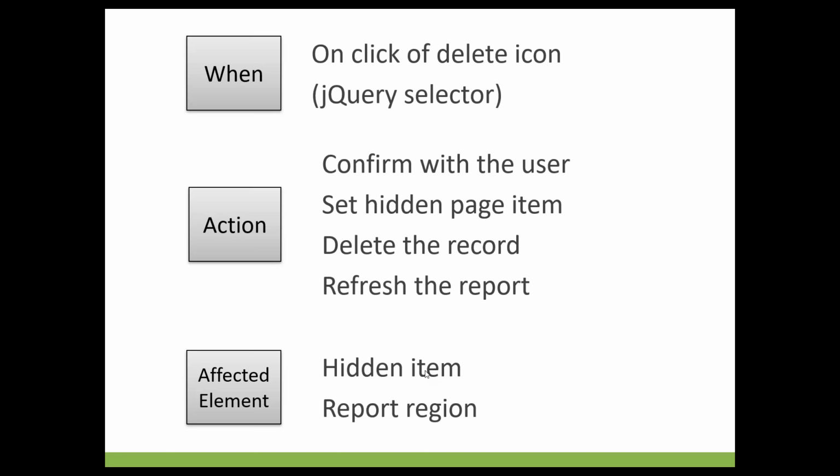Sounds good. Okay, so I just want to recap on the delete. It was kind of the most complex example we'll go over. The when of that was on click of the delete icon. We made a little trash can as our jQuery selector. The action, we had 4. You wanted to confirm, set the hidden page item, delete the record and then refresh the report. And then you also had 2 affected elements: the hidden item itself to grab the value of the employee record, and the report region when you refreshed it and reran the query.